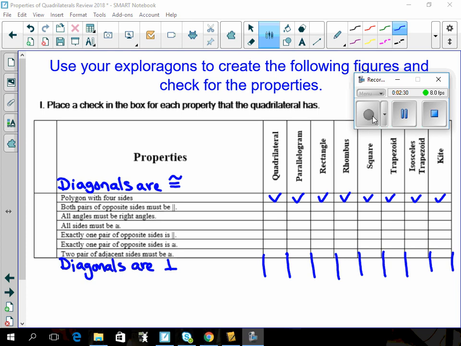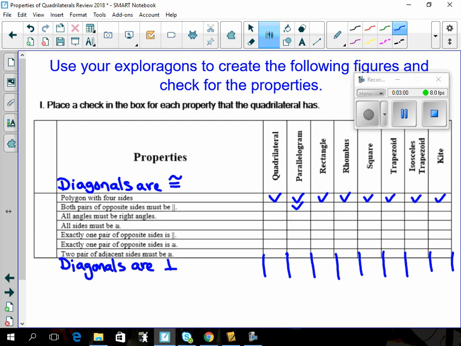Let's keep going. Both pairs of opposite sides must be parallel. Yes, that's the definition of a parallelogram, actually. All angles must be right angles. Not necessarily. All sides must be congruent. Not necessarily. I believe that's the only other thing we can add to the parallelogram column. There are some other properties of parallelograms, and we'll add those to a different list in a few minutes.